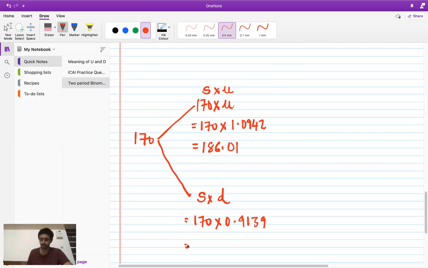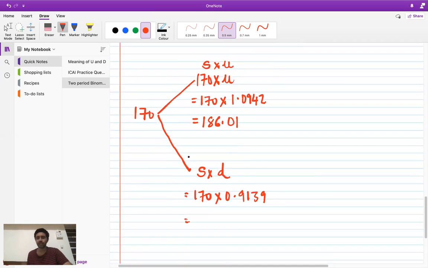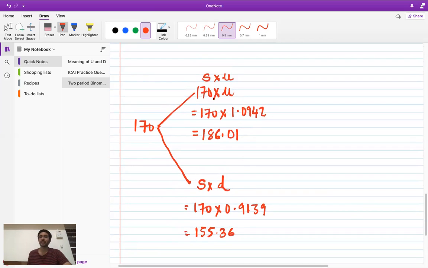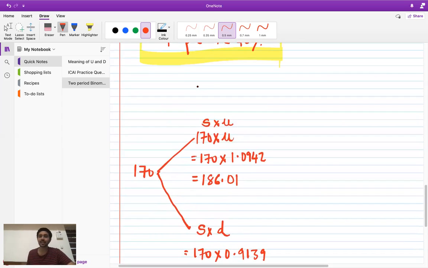So 170 into 0.9139 is 155.36. Okay, so from 170, what we have basically said is it can either go up by 1.0942, where 9.42% is the return. Okay, it can go up to 186, or it can fall down to 155.36. Okay, this is at t equal to 3 in a span of 3 months.